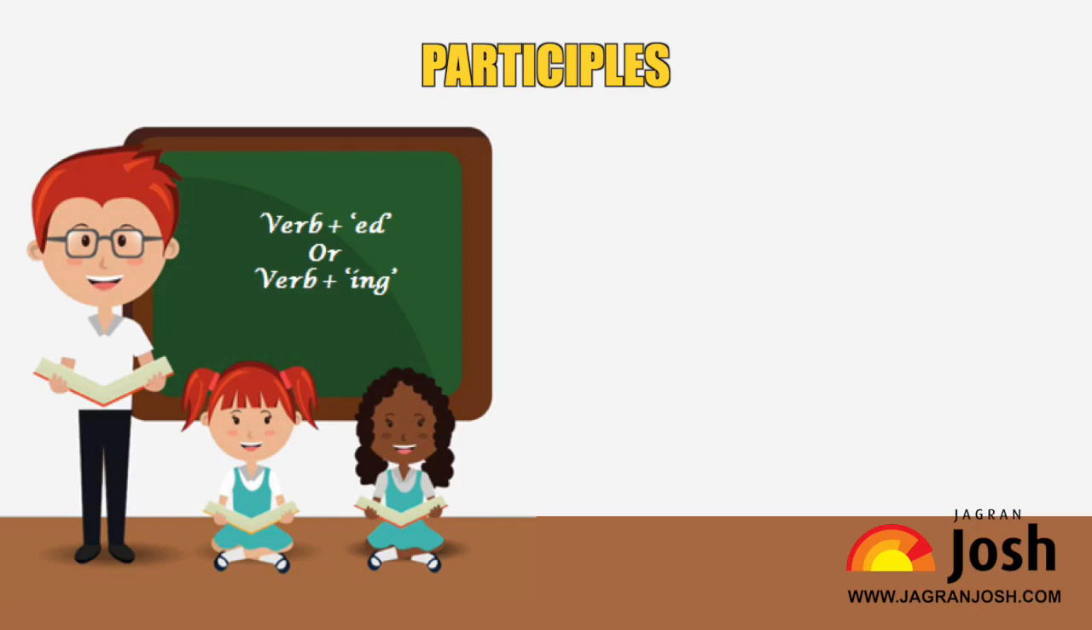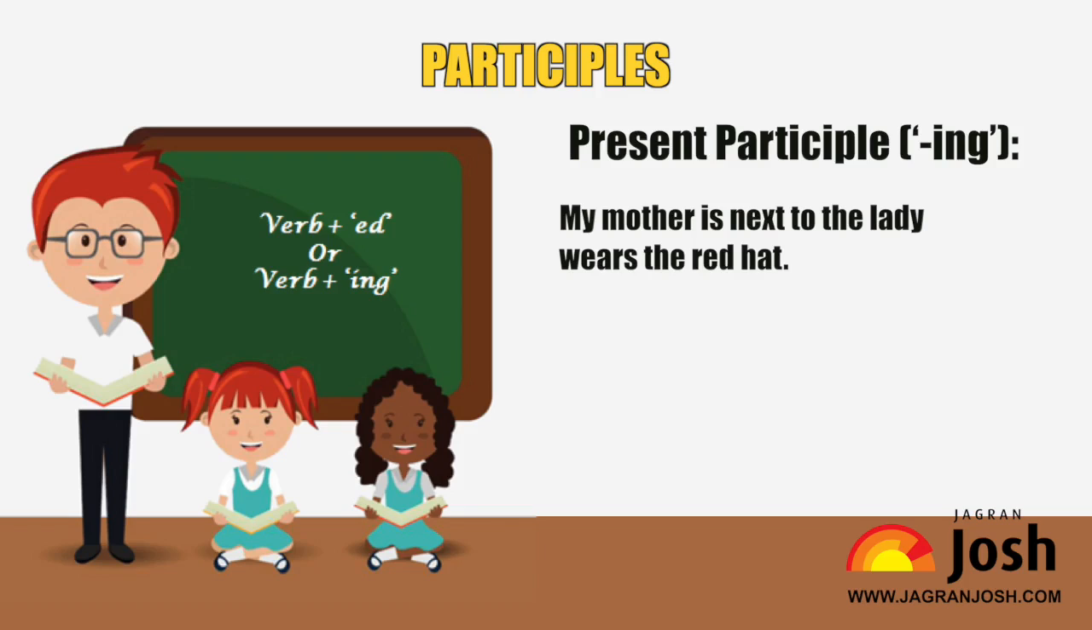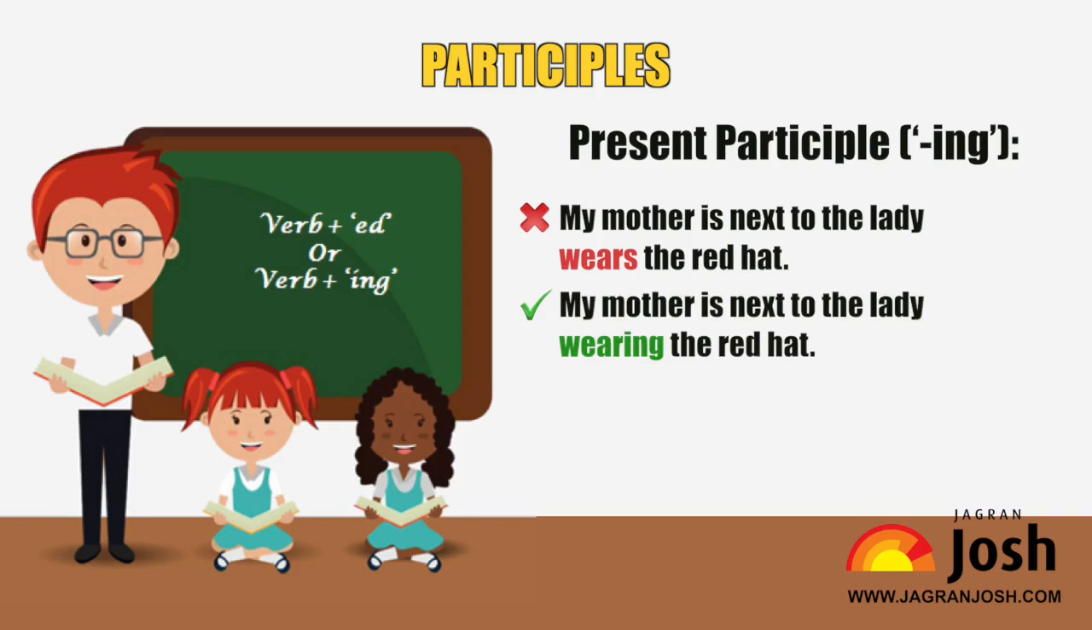Participles. A participle is a verb that ends in ing or ed and functions as an adjective. It modifies nouns and pronouns. Present participle, ing. A present participle describes a present condition. For example, my mother is next to the lady wears the red hat. This sentence is wrong. The correct sentence is my mother is next to the lady wearing the red hat.